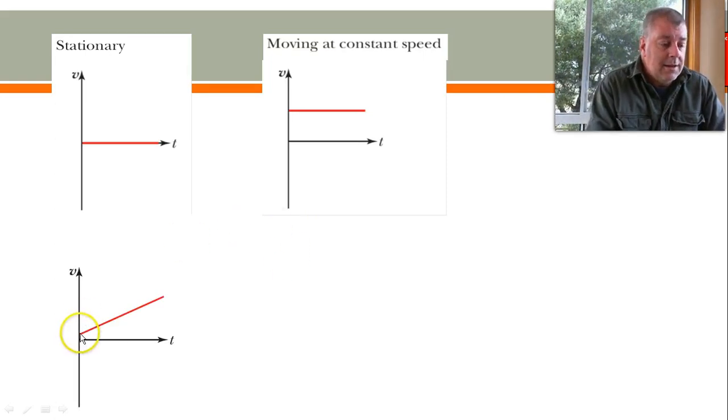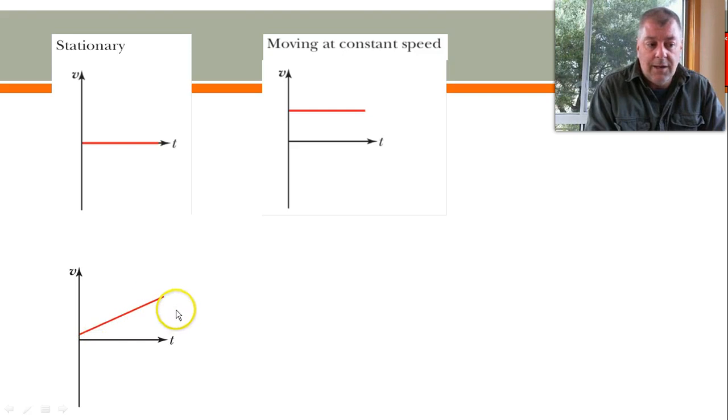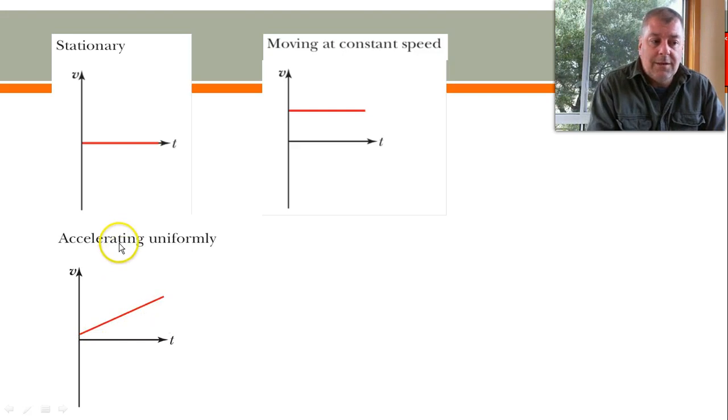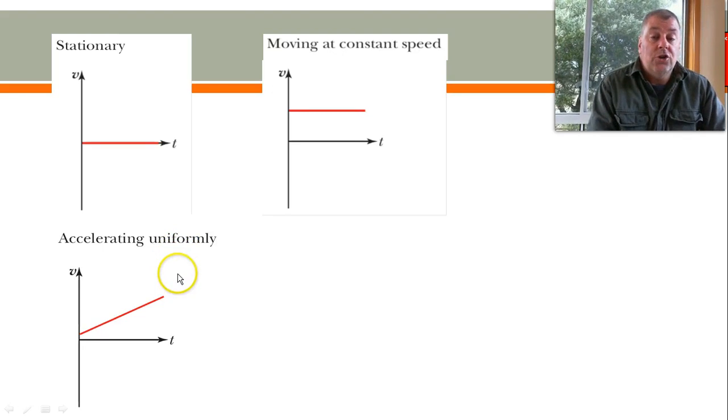This case starts with a velocity, and the velocity is changing. It's increasing, because going up this scale is increasing velocity. So this is increasing, and it's increasing at a steady rate because it's a nice smooth straight line. What does that mean? It's accelerating uniformly is what we use the term. So if the rate of acceleration is constant, we call that uniform acceleration.